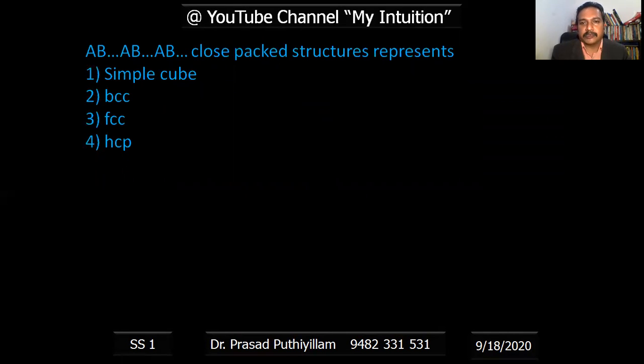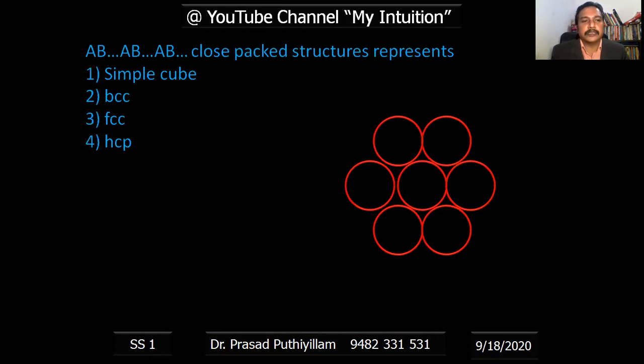AB close packed structures represents simple cube, body-centered cubic close packing, face-centered cubic close packing, HCP, hexagonal close packing. Okay, so we'll see the AB type. So let me arrange the A type. So this represents A type arrangement of atoms or particles. Okay, it should be spherical in shape. So imagine that these rings represent spheres. Okay, the B type, if I cover the void of that first layer, then I can say it is a B type layer. Okay, so again AB.